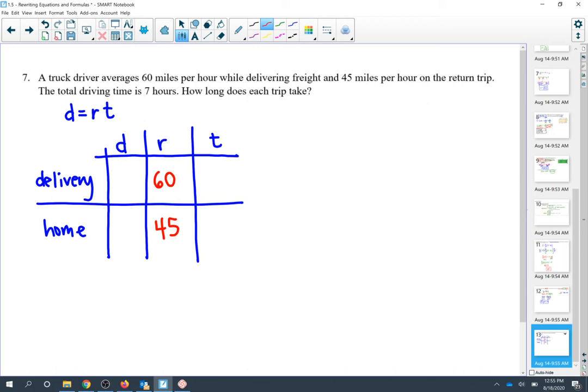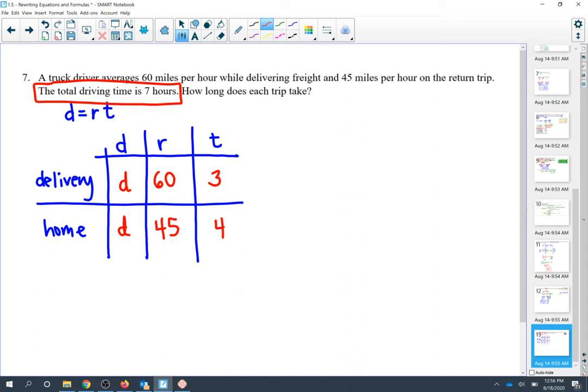Now, what do we know about the distance? Well, the distance out and the distance back are the same. I don't know what they are, but I know it's the same distance. And then what do we know about the time? Well, it gives us that the total time is 7 hours. So let's say this took 1 hour, then this would have to take 6. But what if this took 2 hours? Then how much would this have to take? 5, because the total is 7, 5, 6, 7. Well, what if this took 3 hours? Then this would have to take 4 hours.